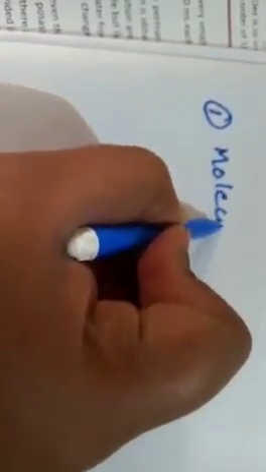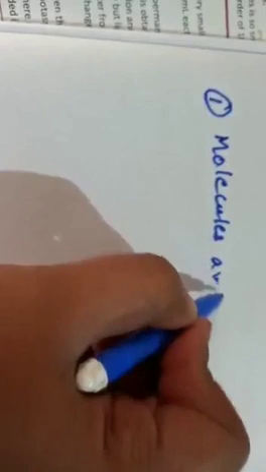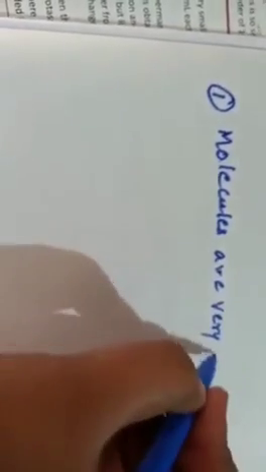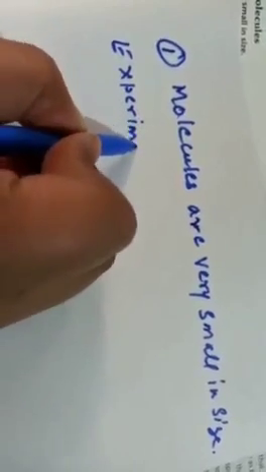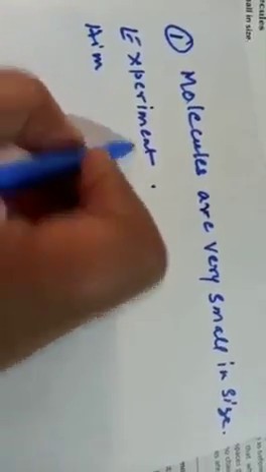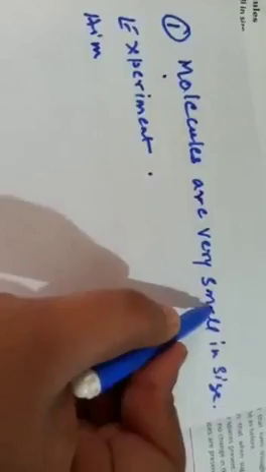Now let's see the characteristics of molecules. The first characteristic of molecules is that molecules are very small in size. So how will we find that? We have to do an experiment. What is the aim of the experiment? We have the aim to prove that molecules are very small in size.